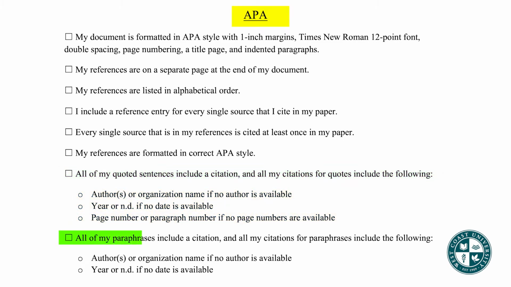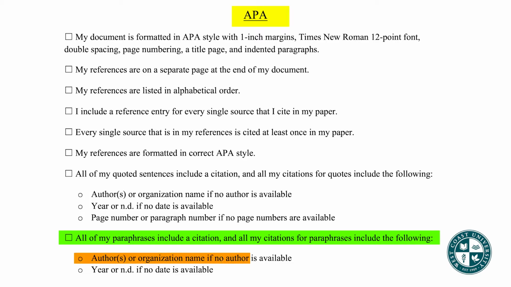All of my paraphrases also include a citation, and all my citations for the paraphrases include the following: the last name of the author or authors, or the organization name if there was no author, and the year or ND if there was no date provided.